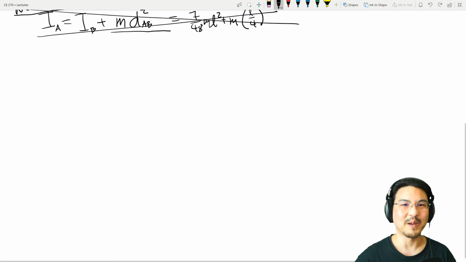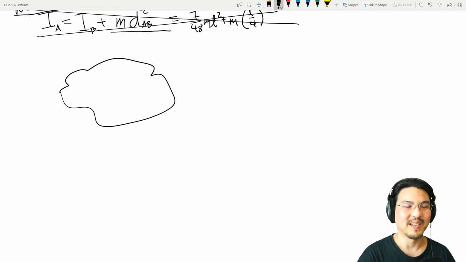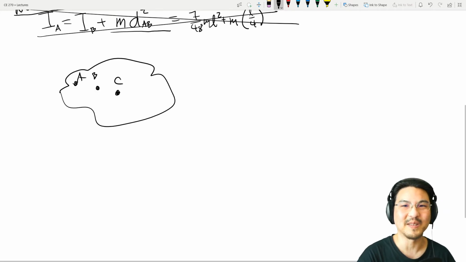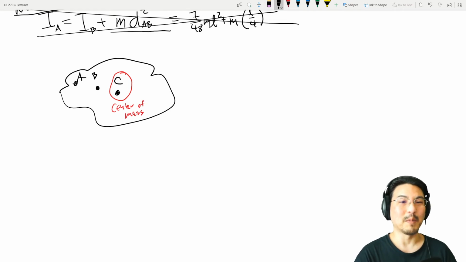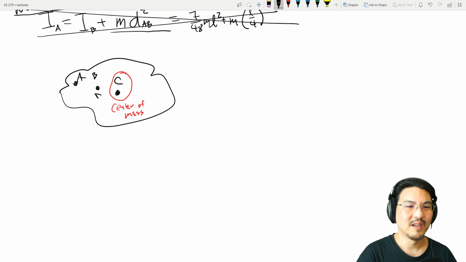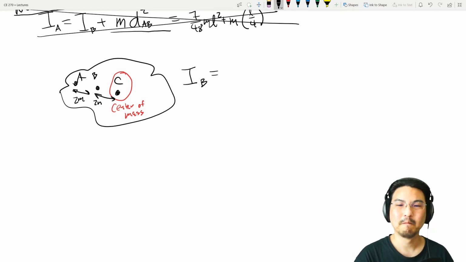Okay, let me just make up some example. Let's say we have some shape, and then we have points A, B and C. And let's say point C is the center of mass. And then let's say you do some measurements, and these are all 2 meters apart. And based on some data you collected, the moment of inertia about point B for this object is 100.